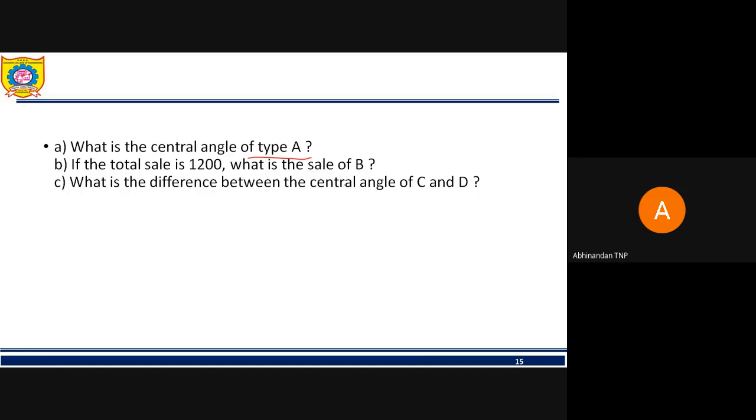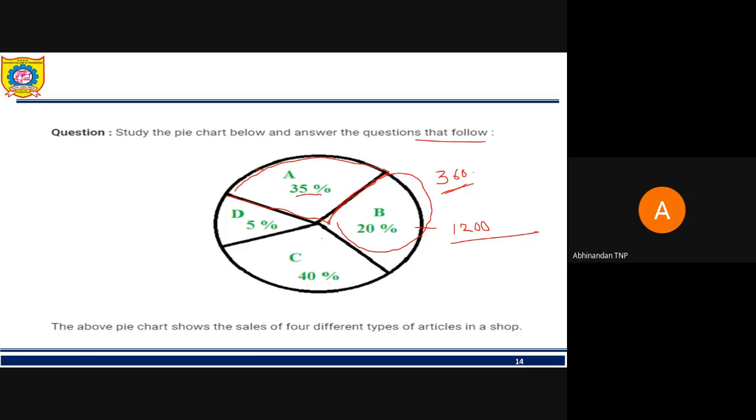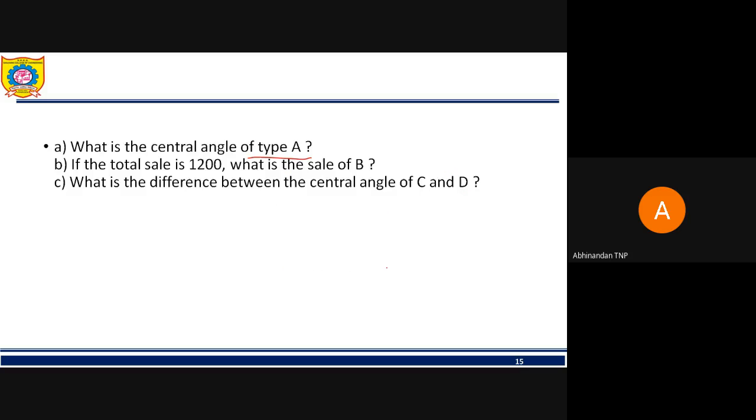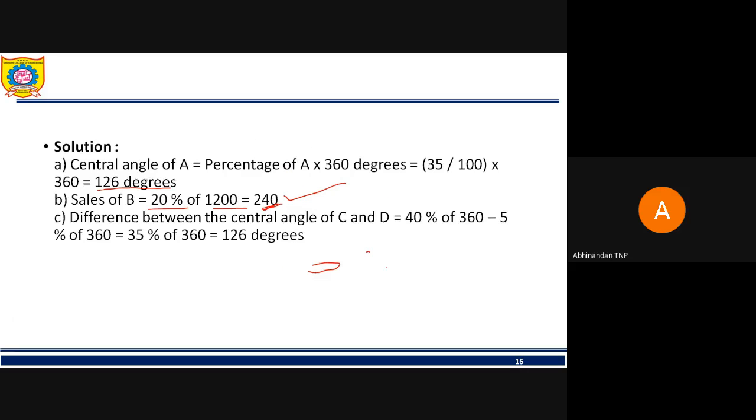Then the last question is, what is the difference between the central angle of C and D? C is 40% and D is 5%. The difference is 35%. 35% of 360 degree. It is the same as the first question. 35% of 360 degree is 126 degree.